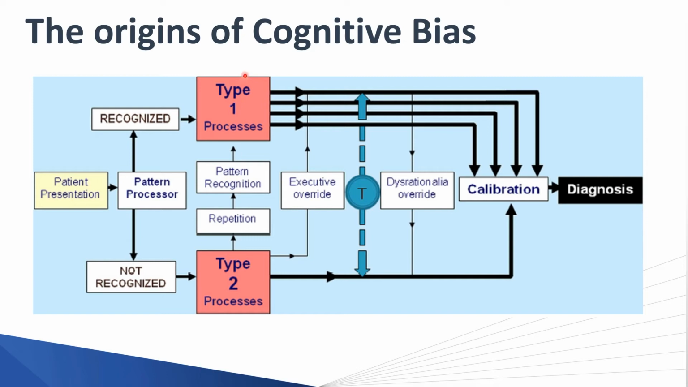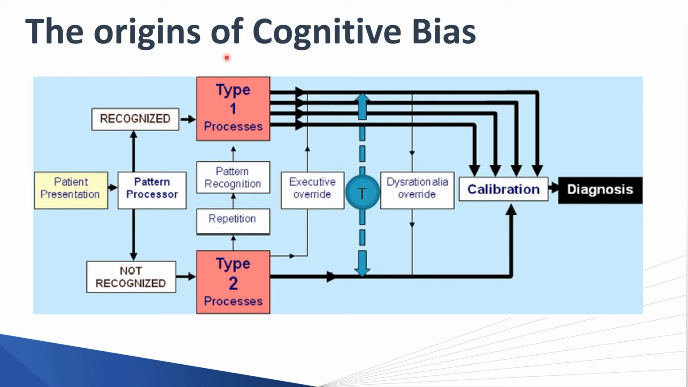However, if our script theory is not complete, perhaps because of inexperience or an unusual presentation, it would move down to the not recognized, where we have to use type 2 processing and use more analytical means to get to the bottom of the problem. We can see that the memory that we talked about plays a key part here as well, in that repetition and pattern recognition allows us to move to a type 1 process.